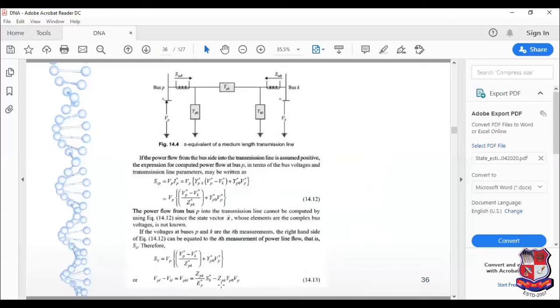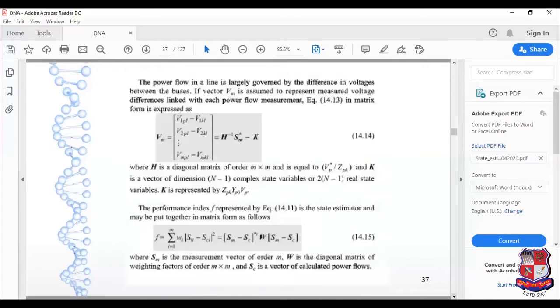Now what is K? K is nothing but the difference of a product of impedance as well as the shunt admittance. So over here we can easily derive that the H diagonal matrix is Vp conjugate Zp, where K is of n minus 1 dimension, and that is Zpk Ypk into Vp, Yp0 into Vp. If we substitute this, then this is my measured and this is my calculated power.